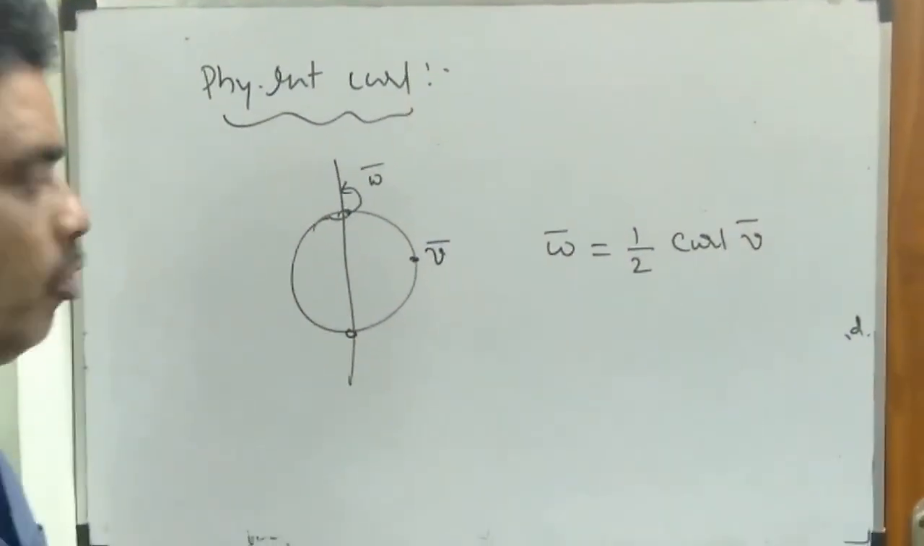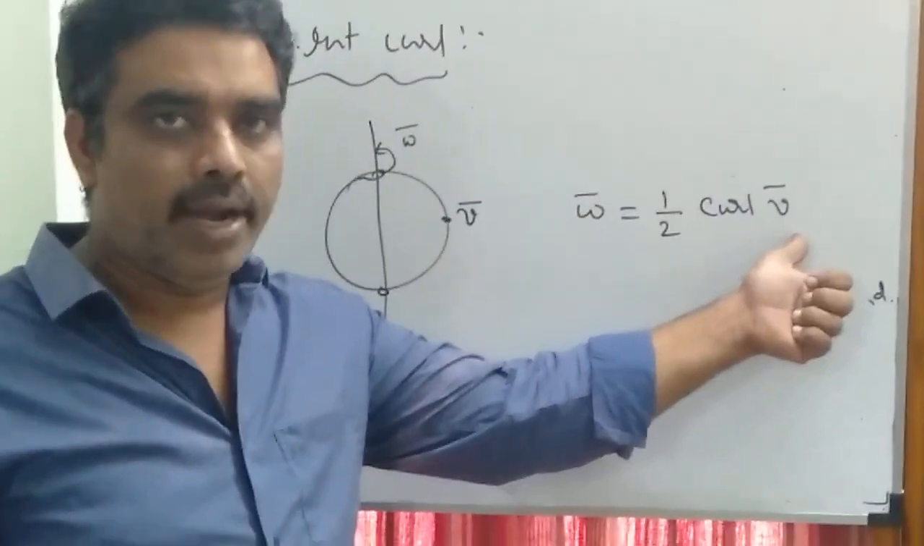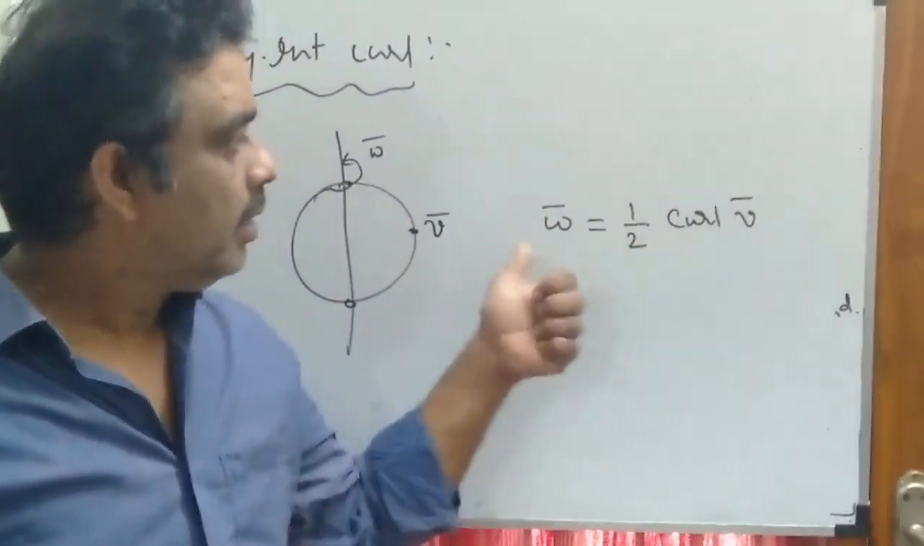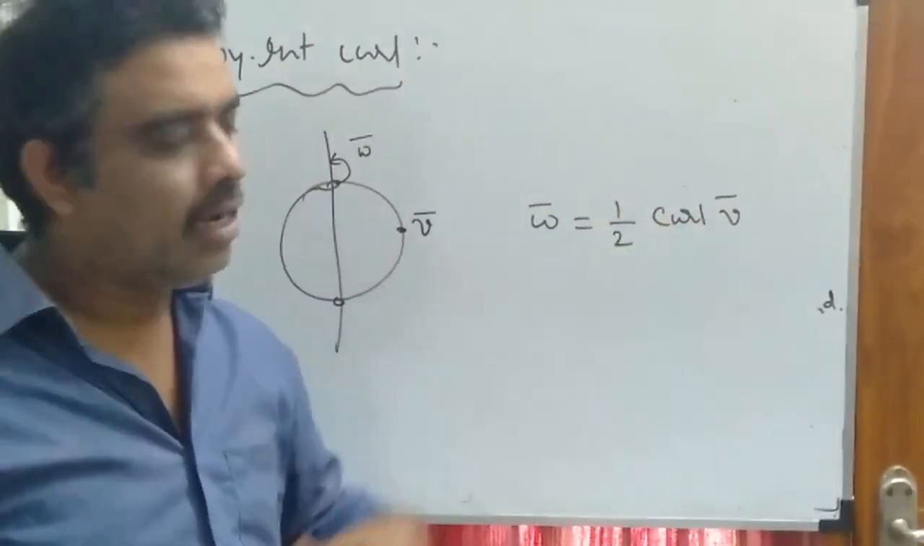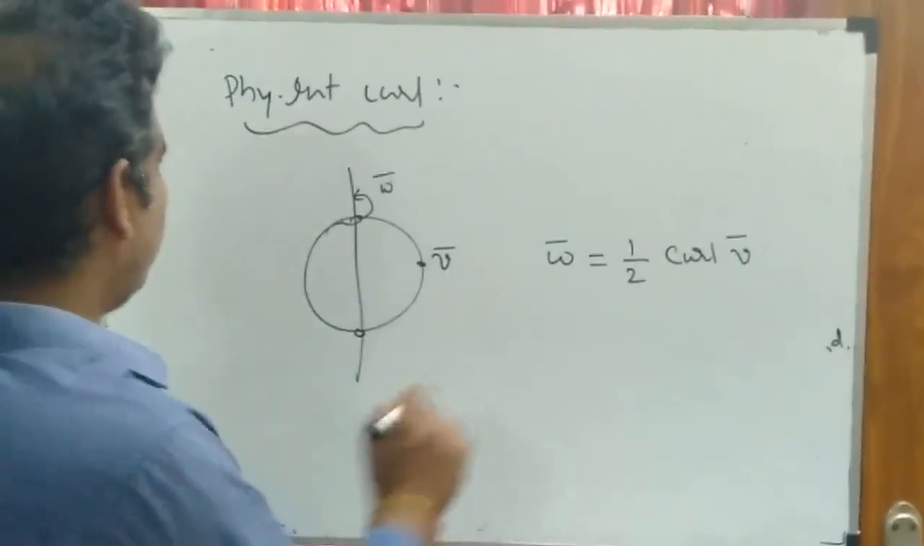The relation between omega bar, the angular velocity, and the velocity of the point on the rigid body can be related by using the curl v bar. Omega bar is equal to half into curl v bar.